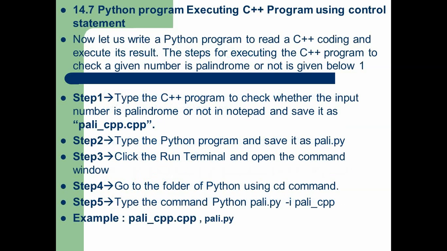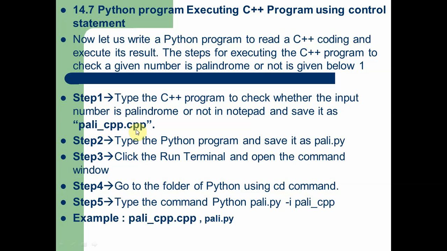First thing, Python program executing a C++ program using control statement. So we can run C++ coding and execute its results from Python. The steps for executing a C++ program to check whether a given number is a palindrome or not are given below. The first thing we want to do is type the C++ program to check whether the input number is a palindrome or not in a notepad and save it as pally_cpp.cpp. This name is up to your choice, but the extension should be .cpp.